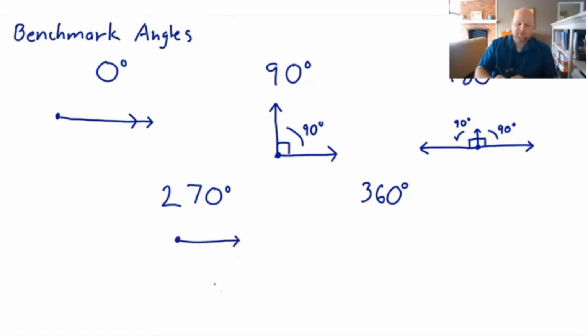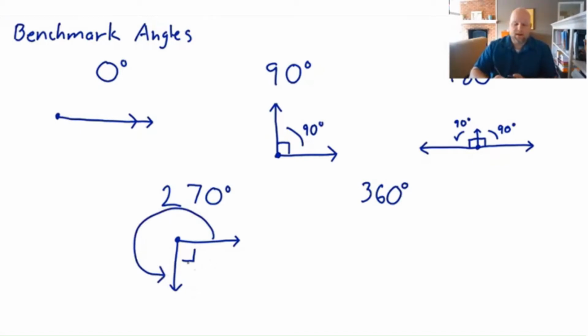Now for a 270-degree angle, we start with our vertex, and we have our ray that goes out that way. Then we have a ray that goes down this way. Now this may look like a 90-degree angle, and if we were measuring it from here, that would be true. But we're going to measure it all the way around that way.